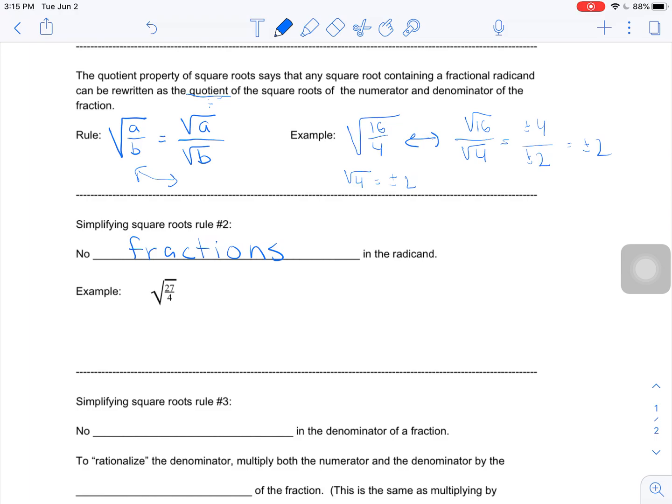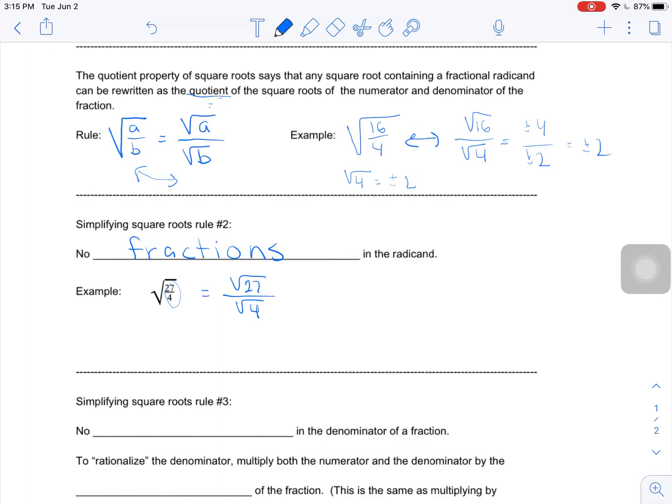An example would look something like this. This has a fraction in the radicand, and that's not allowed according to rule number 2. So I can take our quotient property and rewrite it as the square root of 27 over the square root of 4. Problem solved. Now I'm not violating the rule. I no longer have a fraction. Now I have two radicands, a 27 and a 4, but neither of those is a fraction, so I'm no longer violating that rule.